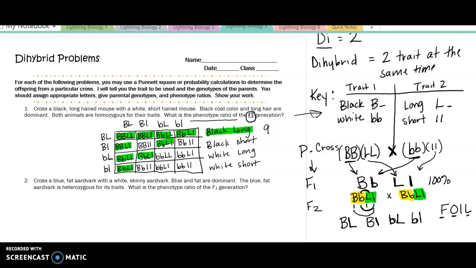And for every 9 black long mice I get, let's go ahead and look at what we get for black short. A black short would have to have at least one big B, but they cannot have an uppercase L. So that one's going to be black and short. That one will be black and short. And this one right here will be black and short. And so for every 9 black long, I'm going to have 3 black short.